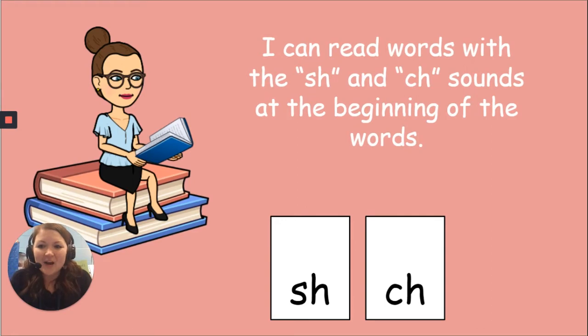So today, our goal is I can read words with the sh and ch sounds at the beginning of the words. So we are going to do some sounding out and some blending of the words. We're going to decode some of these words. So I want you to decode the words with me, be participating, be saying it out loud, and then read the words with me. All right, let's get started.